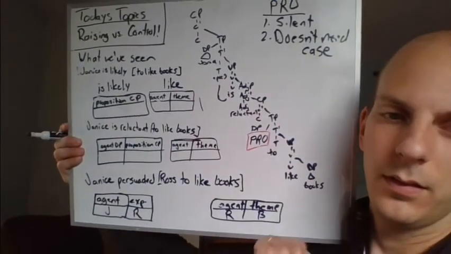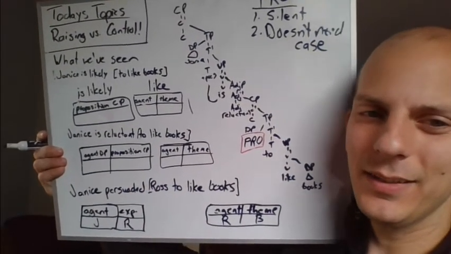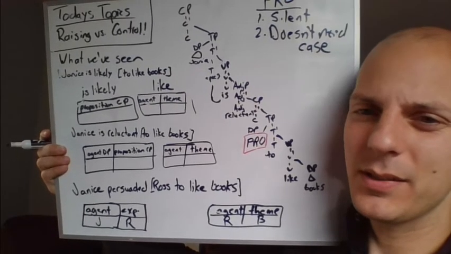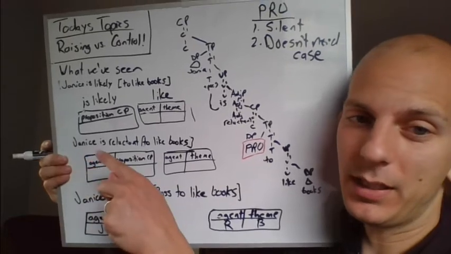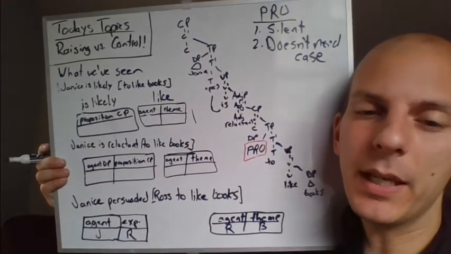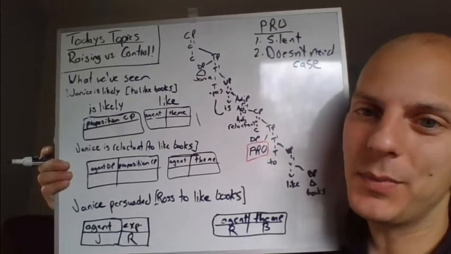Is there any other theta role? So I'll put letters for us here. This is J for Janice and R for Ross down here. This is B for books. Janice persuaded. Is there something else? What did Janice persuade Ross about? A proposition, just like these ones had propositions. That's where we get the embedded clause. So Janice persuaded Ross to like books.